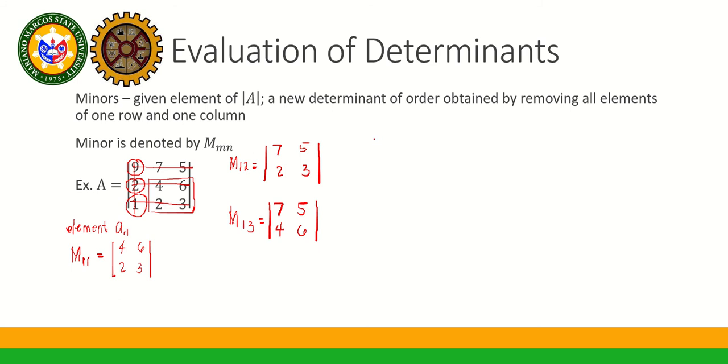Now, we try M21. Where is M21? Row 2. This is M21 and this is M31. Let's try M22. Where is M22? This one. So this and this are removed. You will be left with 9, 5, 1, and 3. So that's how you get the minors of an element.